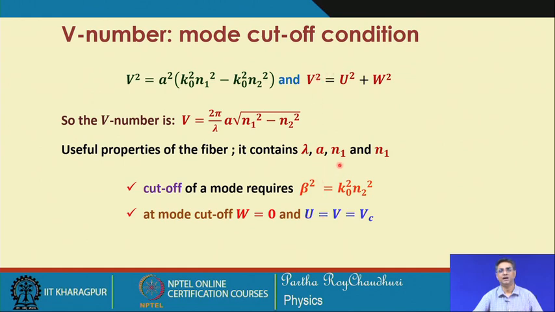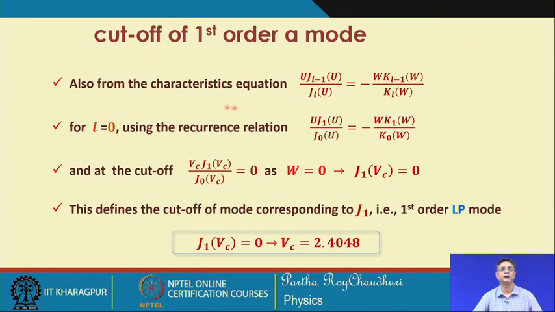So under this condition, what we will call the cutoff condition, U equal to V, and we call this V as Vc, where W is made equal to 0 at this point. So, the cutoff of the first order mode, you can see from the characteristic equation which we have discussed: if you put L equal to 0, then using the Bessel recurrence relation, L minus 1, J L equal to 0 will correspond to J 1.